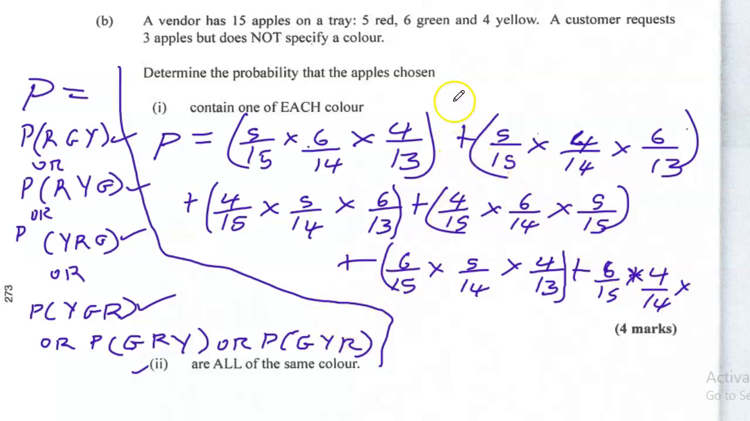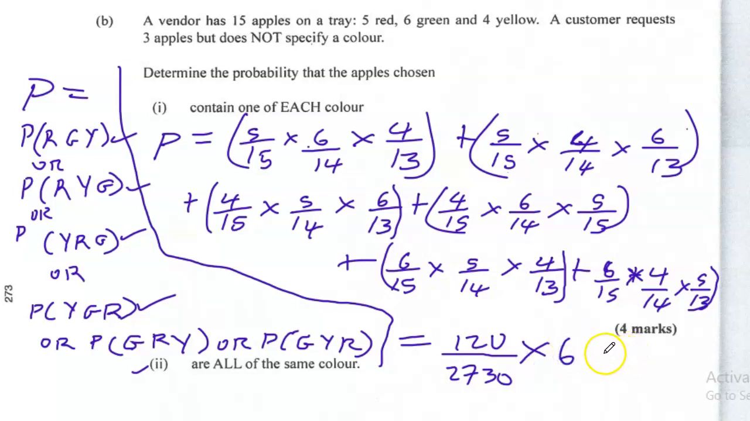Red, 5 over 13. Alright? Write this out, what we end up with now. Notice for all of them, the numerator is 120: 6 times 4 times 5. And the denominator is 15 times 14 times 13, that's 2730. And it's 6 of them, right? So we end up with what now? 0.264.